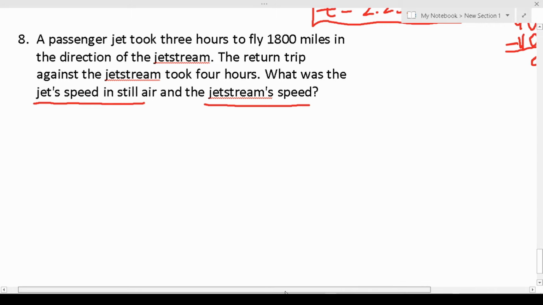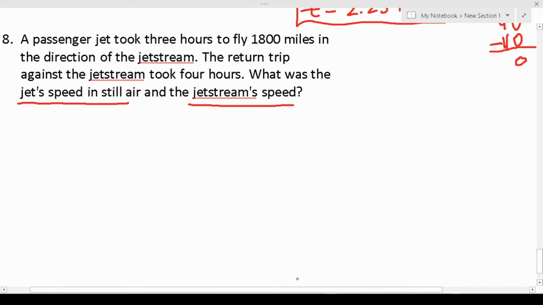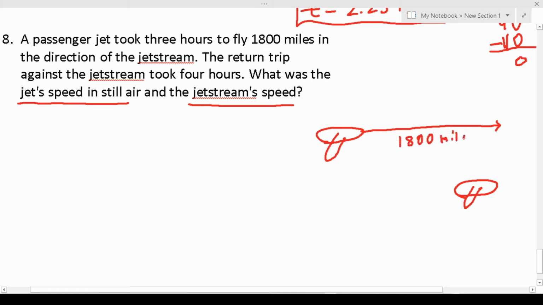That said, we're going to have to use some common sense to figure out how we're going to set this problem up. We're told that we have some jet, which I'm going to draw like this, traveling with and against the jet stream. So let's go ahead and make two little sketches. In this case, let's say the jet is going with the jet stream, so it's going this way. We know it traveled 1,800 miles. And moreover, we know it took 3 hours to cover that distance.